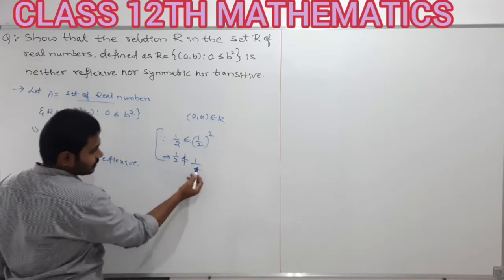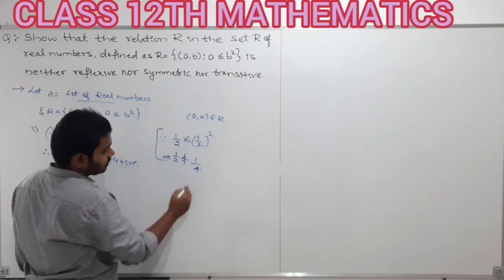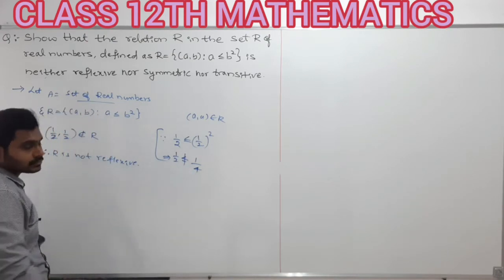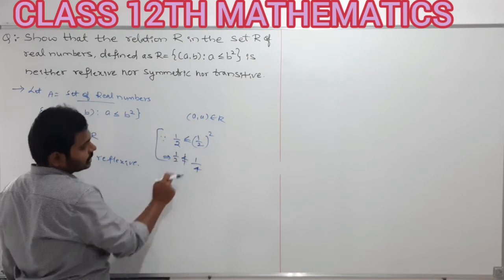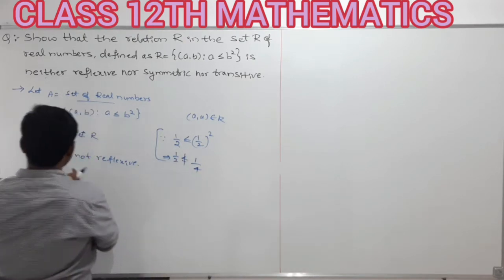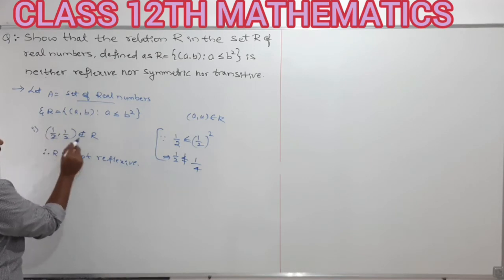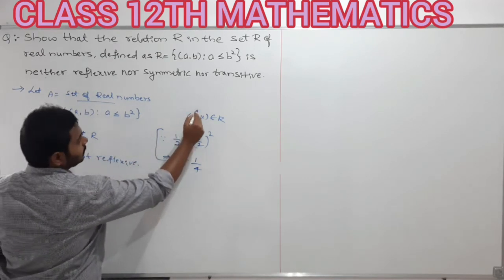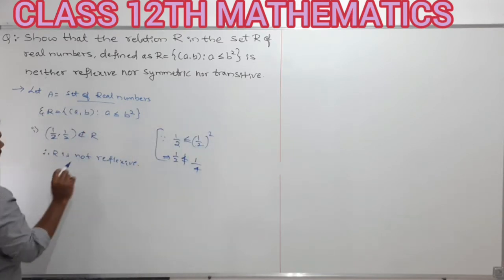If you want, you can use the calculator to simplify and check, my dear students. Half is not less than or equal to 1 by 4. This condition does not hold, so the number 1 by 2 is not related to itself. Therefore this relation is not reflexive, this condition is not satisfied, so R is not reflexive.